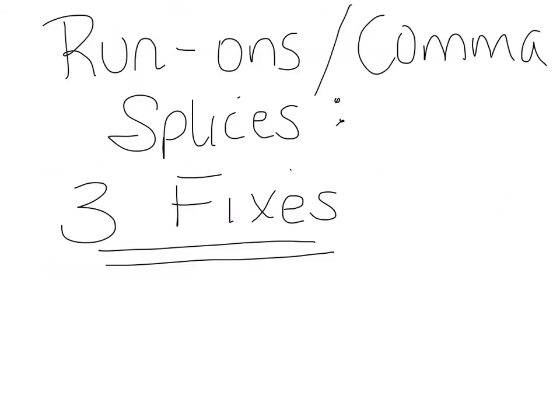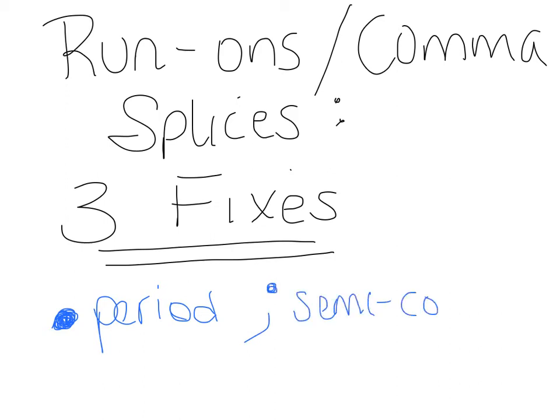All right, let's take a look at run-ons and comma splices. You probably recall there are 3 ways to fix run-ons and comma splices. What are those 3 ways? Well, one, simply to add a period. What is another fix? Semicolon. And the third fix, what is it? Comma conjunction.